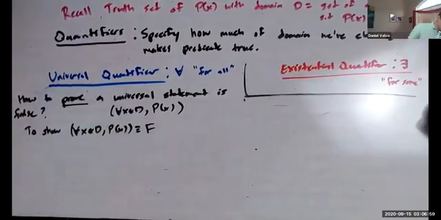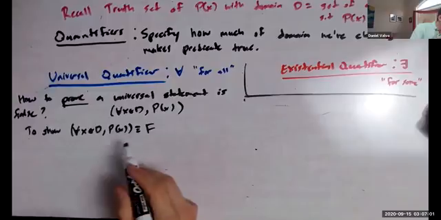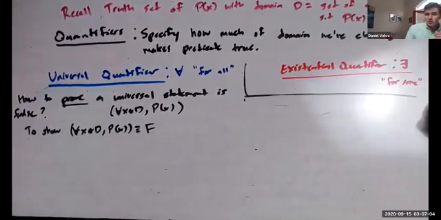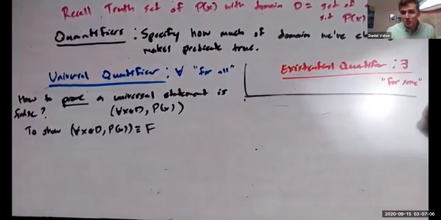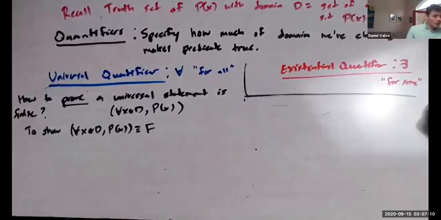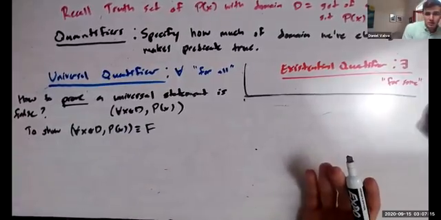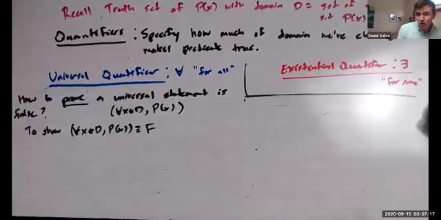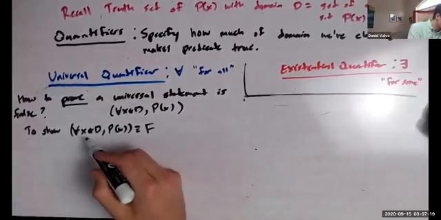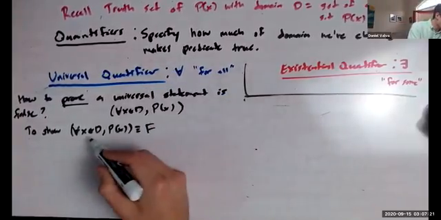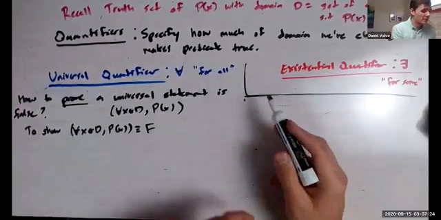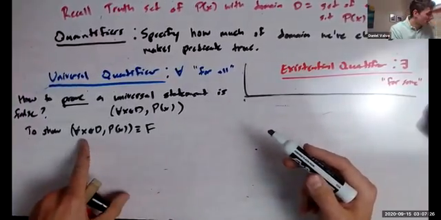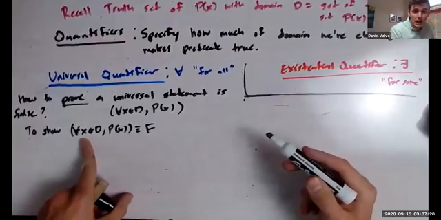So now, talking about how to prove a universal statement is false: for all x in D, P of x. To show the statement is false, someone brilliant just said you just need to find a counterexample. This is saying for all the x's in the domain, they make P of x true. It's making a statement about the entire domain. It's saying for the entire domain, you can plug it into P of x and it'll be true.